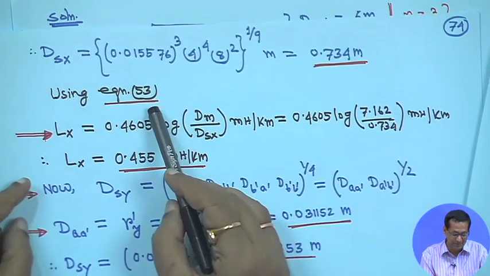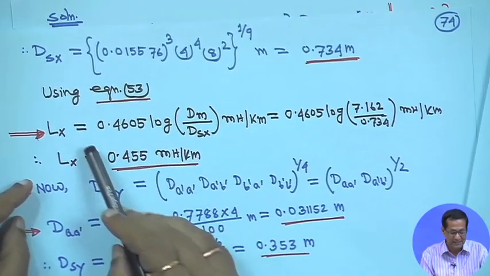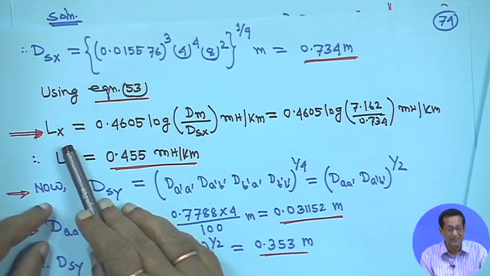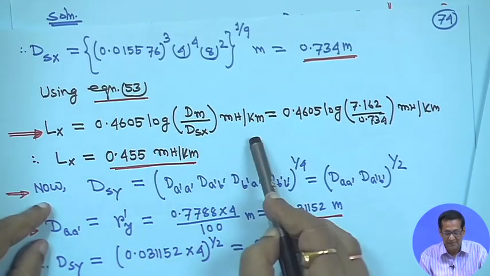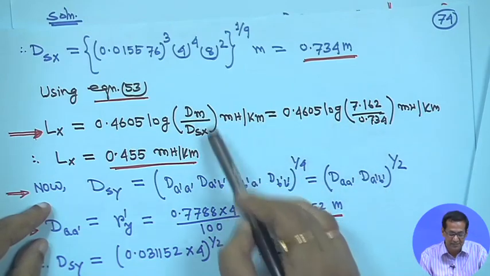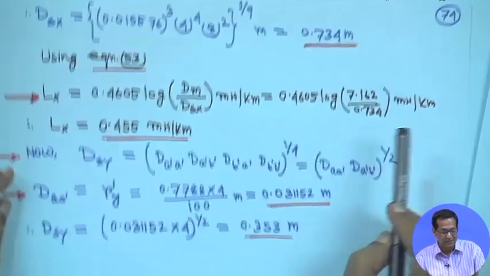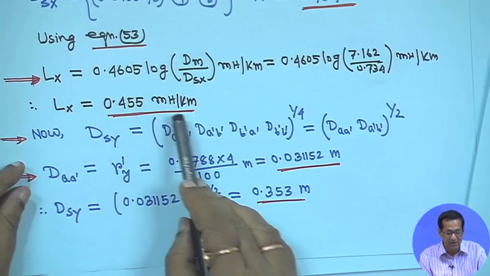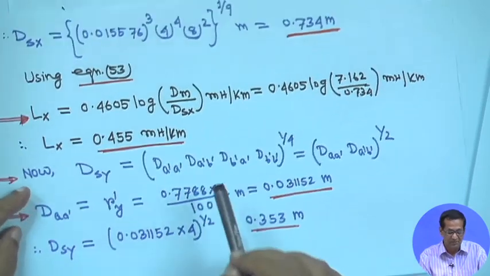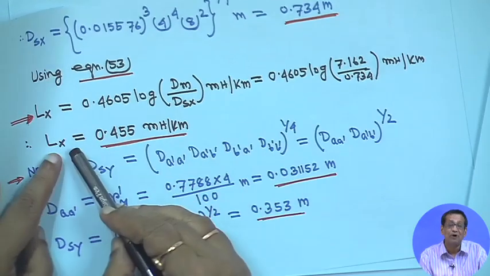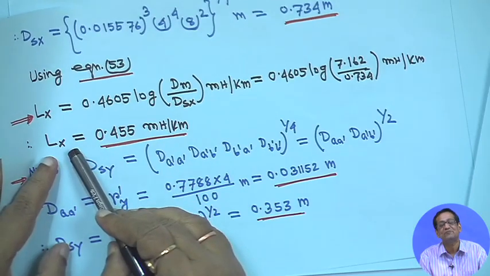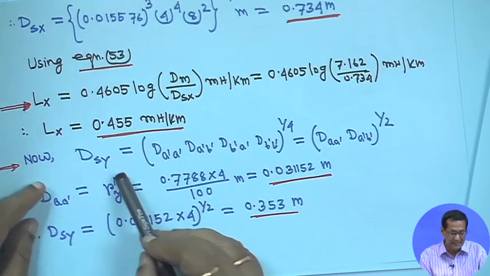Using equation 53, this is the expression for the group x conductor: Lx is equal to 0.4605 log Dm upon Dsx millihenry per kilometer. You substitute Dm and Dsx, and you will get Lx is equal to 0.45 millihenry per kilometer. Now, for the mutual case, the Dm will remain the same when you calculate Ly. The mutual distance Dm is unchanged; only Dsy will be different.